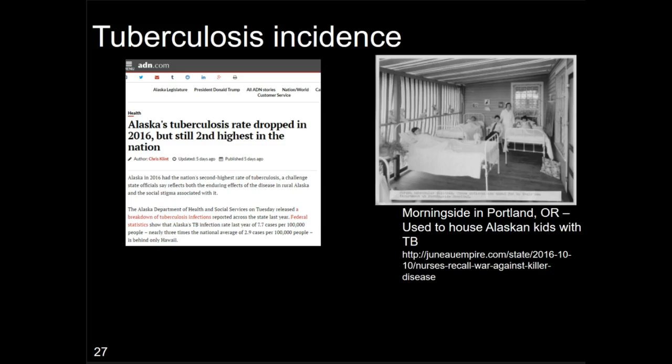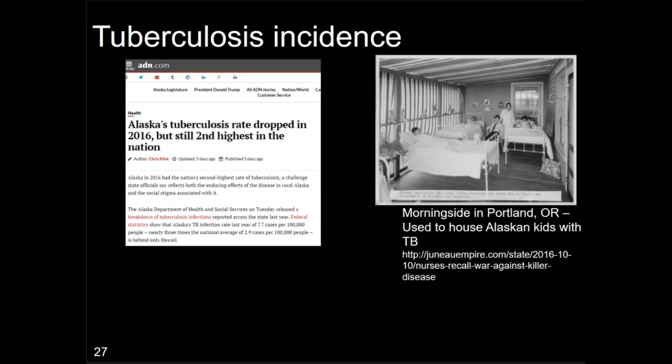Okay, so now we're going to turn to tuberculosis. Tuberculosis is a disease that Alaskans have had to deal with for quite a while. Here we have a picture of kids that were housed in a sanatorium, also called a sanitarium, in Portland, Oregon, somewhere in the 1920s to the 1940s.